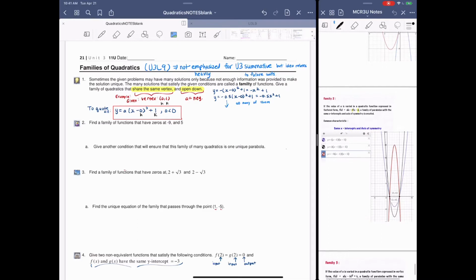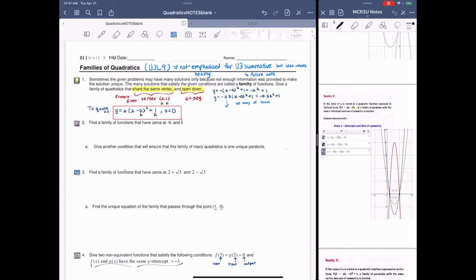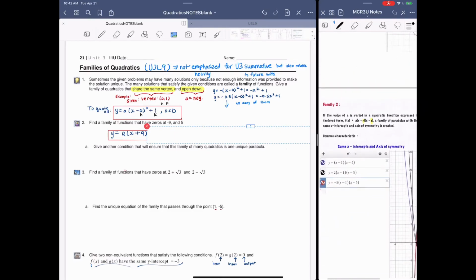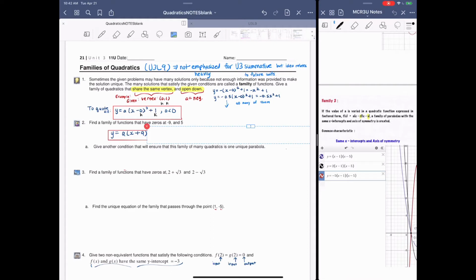Number 2, find a family of functions that have zeros at negative 9 and 5. That means I'm dealing with family 2, okay? So they have the same zeros at negative 9 and 5. So again, I'm going to use the factored form in this case because I'm dealing with zeros. So I have y equals a, (x plus 9), because I'm using the opposite sign since there's already a negative within the equation of the factored form, and then (x minus 5). So I want to be clear on my a values. I'm going to write a is an element of the reals because a can be any real number.